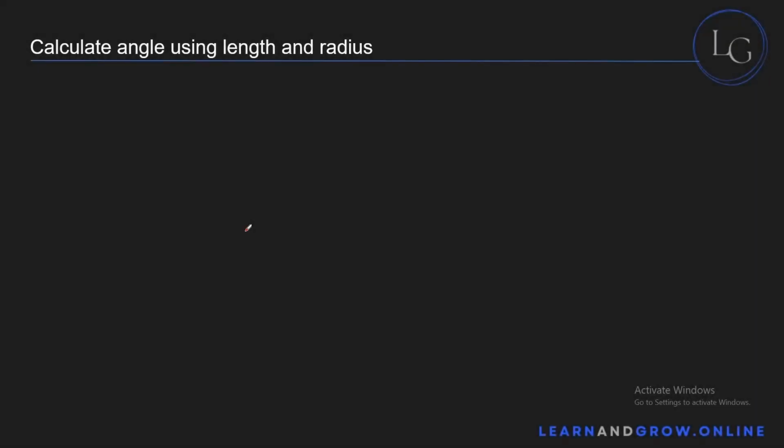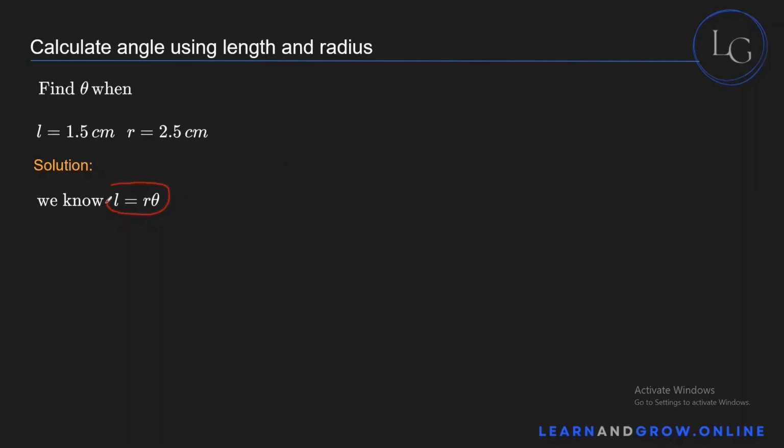Now let's calculate the angle using length and radius. So we need to find theta when the length is 1.5 centimeters and the radius is 2.5 centimeters. Now remember this formula, that length is equal to radius times the angle. So theta is equal to length over radius, and that's just 1.5 over 2.5, so now we have the angle as 0.6 radians. Remember that the value that you get here is in radians, not degrees, because we're dealing with a circle as it has a radius.